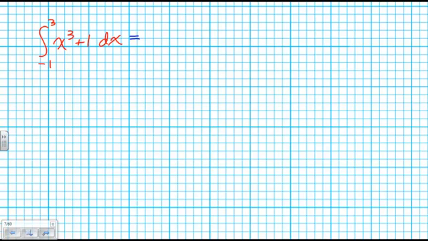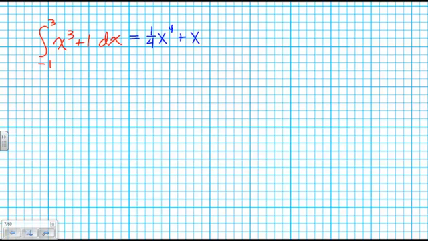The antiderivative of x cubed: I add 1 to the exponent, but I also have to divide by that number. Oh, well, plus x. Now I could put a plus c in there. I could, but I'm not going to. All right?